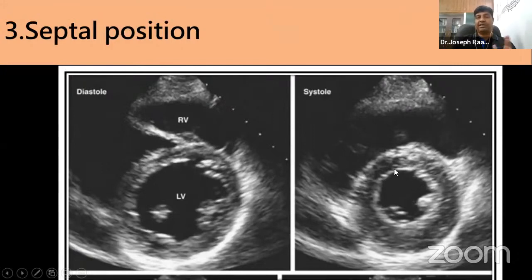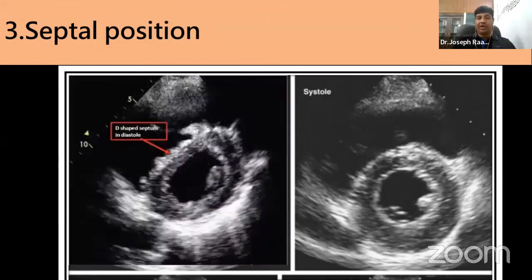If the pressure in the right atrium goes high, what happens? This pushes the septum down into the left ventricle, and you get what is called a D-shaped septum. This D-shaped septum tells you that the pressure on the right ventricular side is high, and there are measures by which you can find out whether it's chronic or acute.